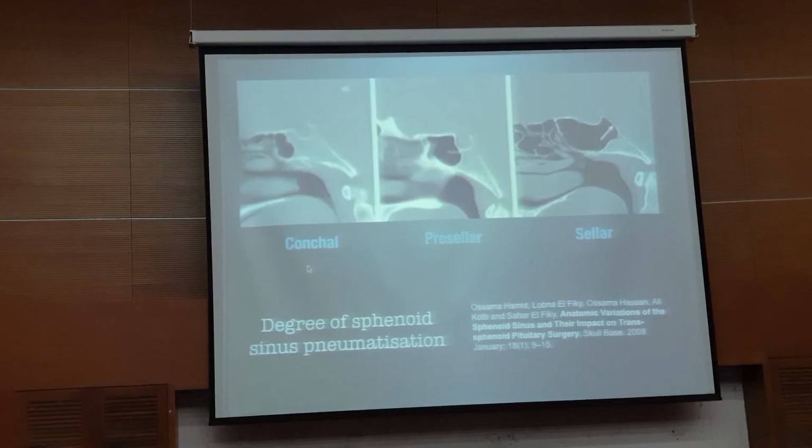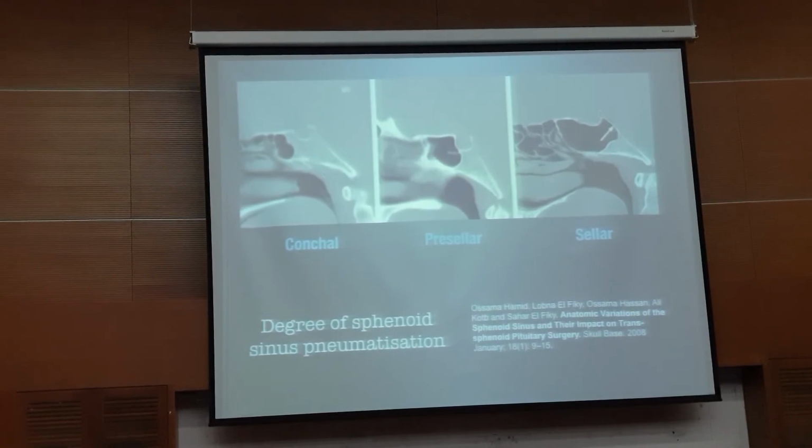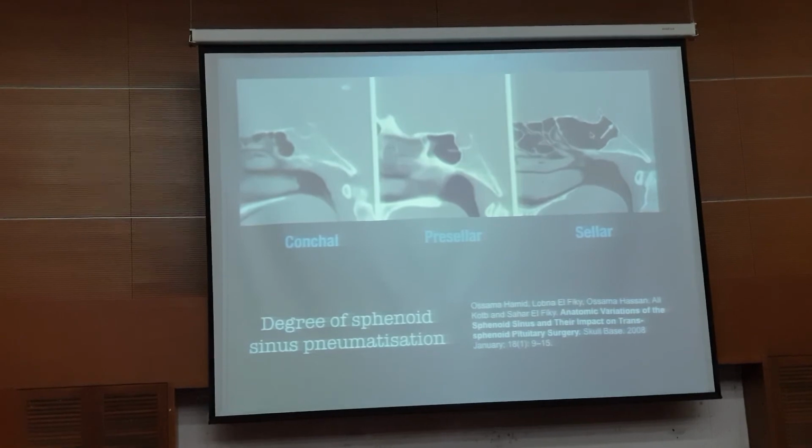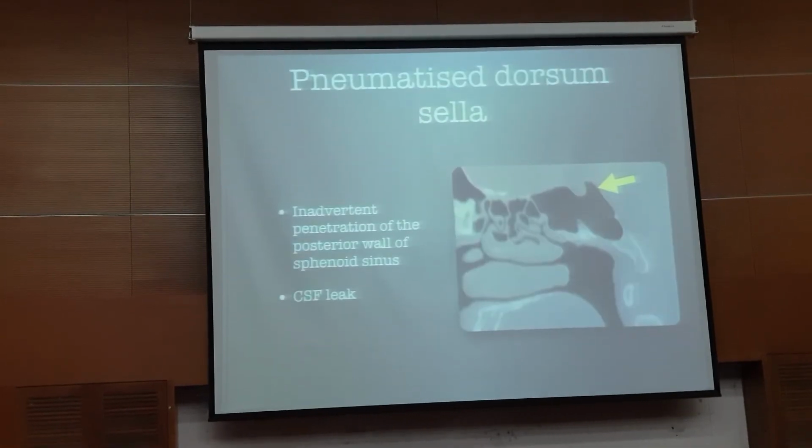Okay, so sphenoid sinus pneumatization is something that, yeah, there are generally three ways of looking at it. Either it's conchal, where it stops before the sella, or presellar, when it's just touching the anterior part of the sella, and then sellar is when it goes behind the dorsum sellae here. Okay, this is somewhat hyperpneumatized. Now this is an example where the dorsum sellae itself is also pneumatized. And again, if you're not aware of this, you could lead to penetration of the posterior wall and maybe CSF leak.